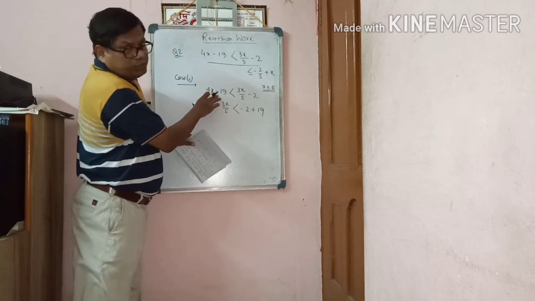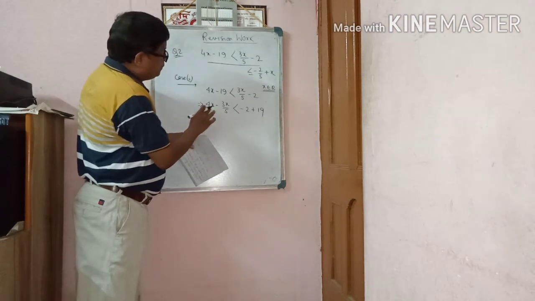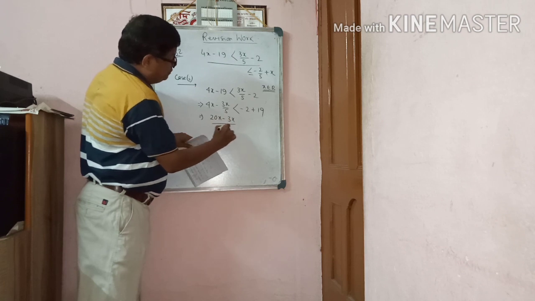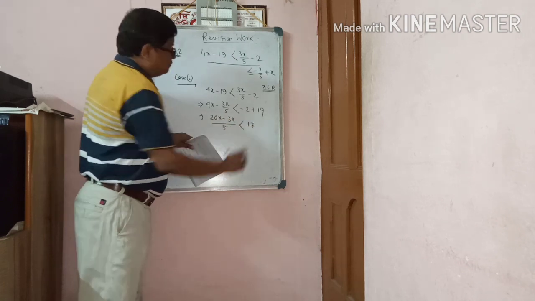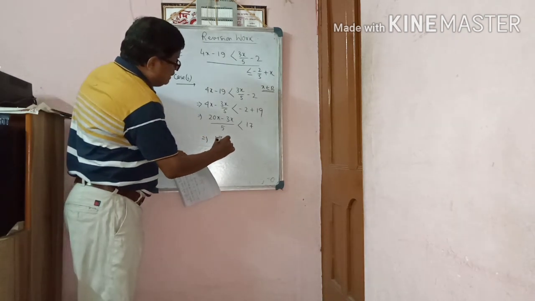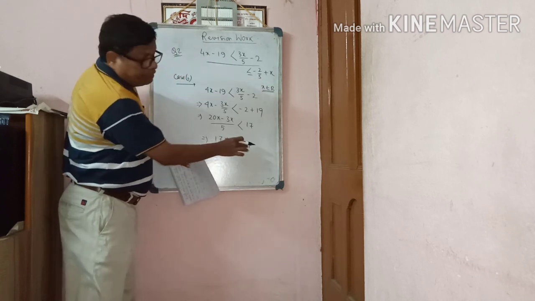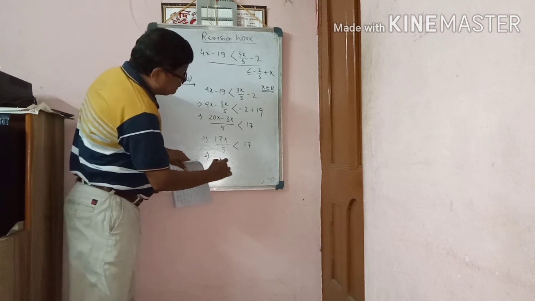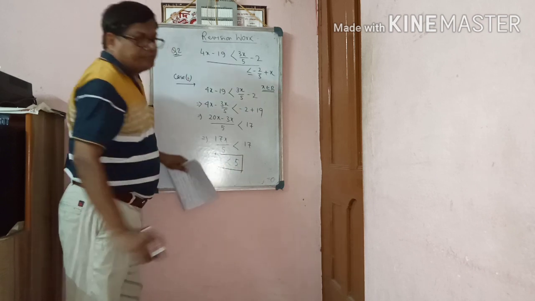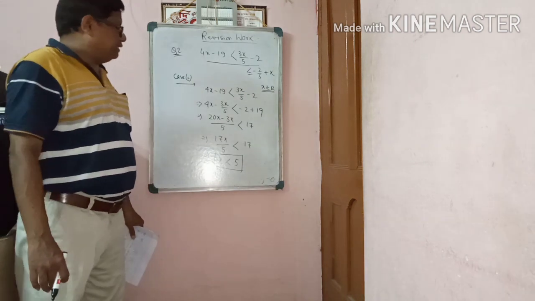This minus 19 you take to the right hand side. Here 5 4 20, so 20x minus 3x by 5 less than 17. So 17x by 5 less than 17. Both 17s cancel, so you write x less than 5. So one solution we are getting: x less than 5. Note it down, hurry up.